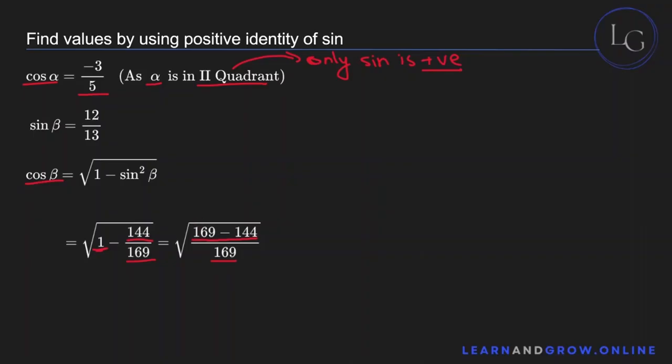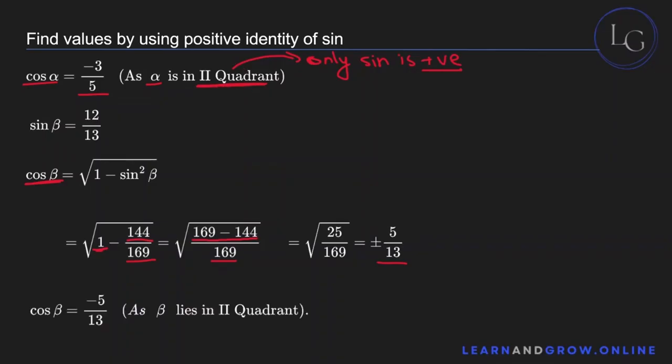Now, 169 minus 144 over 169 is equal to 25 divided by 169. And again, you take the square root of all of that, and you end up with positive and negative 5 by 13. Fair enough. But again, this is a cos function, and the angle beta also lies in the second quadrant, which means that again, you'll have to take negative 5 by 13 instead of positive 5 by 13. Because again, the second quadrant means that only the sine function is positive, and this is a cos function, so it will be negative.